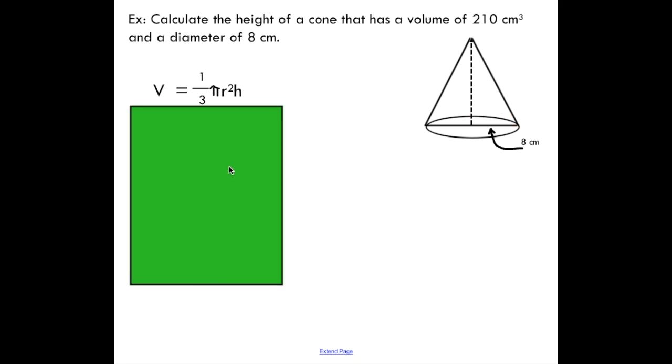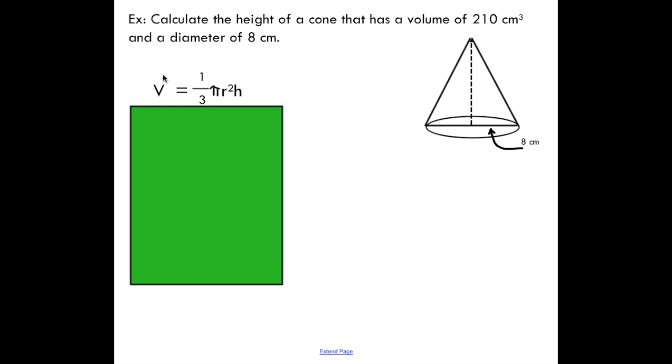The last example for this video, we're going to look at the volume formula, except this time we're going to do something a little different. We're not just going to solve for the volume. In this case, we're being told that this cone has a volume of 210 centimeters cubed, and it has a diameter of 8 centimeters. We're actually being asked to solve for the height in this case.